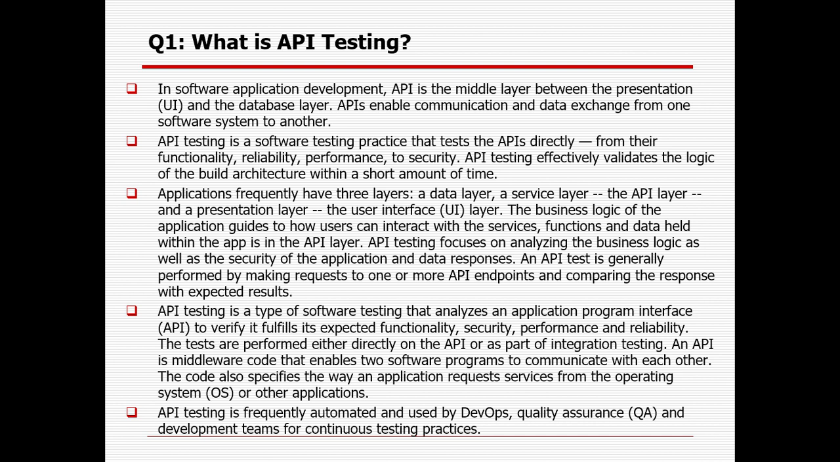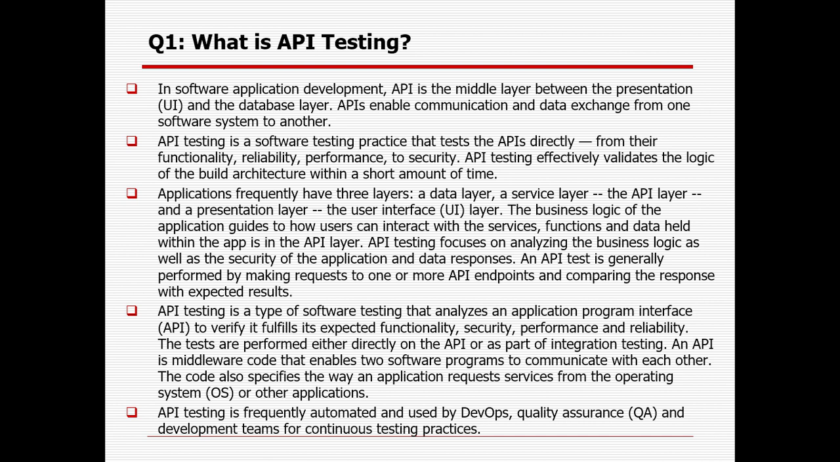An API is the middle layer code that enables two software programs to communicate with each other. The code also specifies the way an application requests services from the operating system or other applications. API testing is frequently automated and used by DevOps, quality assurance and development teams for continuous testing processes or practices.